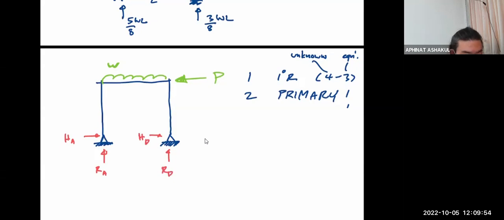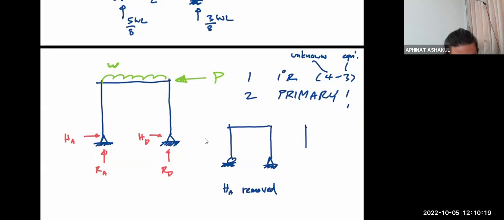Well, I can remove HA. When I remove HA, I have this. Let's say HA removed. Or I can remove HD.